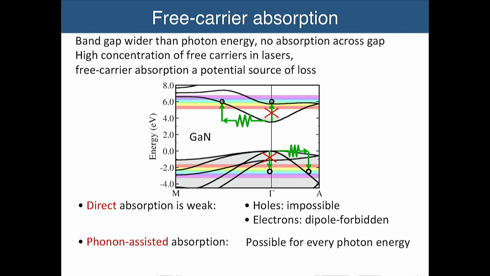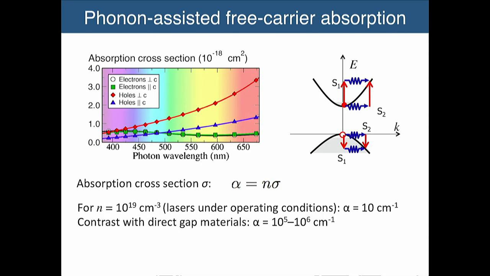Once you factor in phonons, though, then those free electrons from the conduction band can absorb the light and go to a different state in this intraband process mediated by both a phonon and a photon. And that's possible for every photon energy. So that can be a source of loss if you have a doped semiconductor.